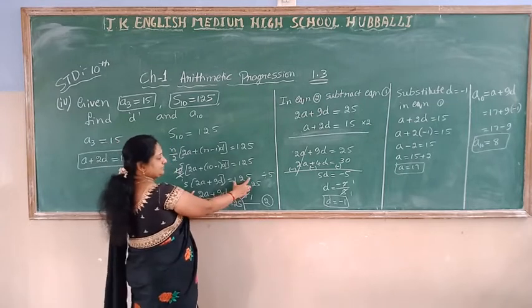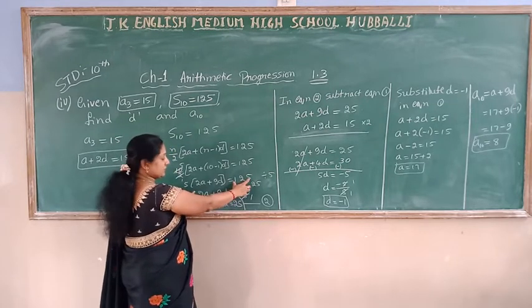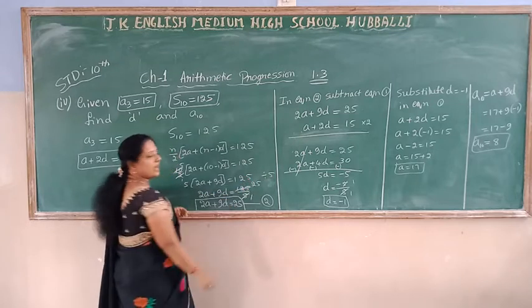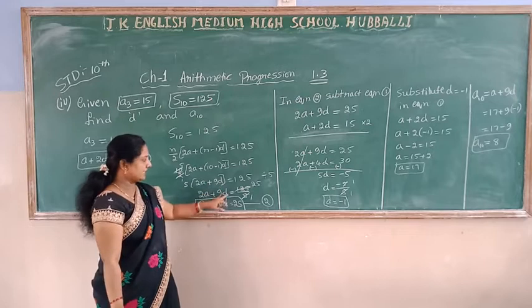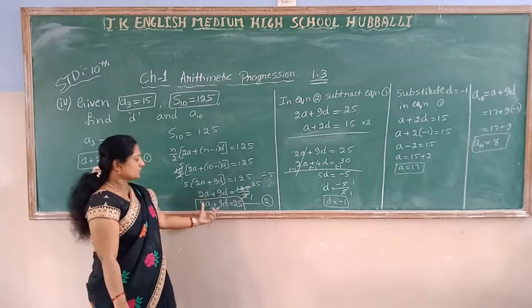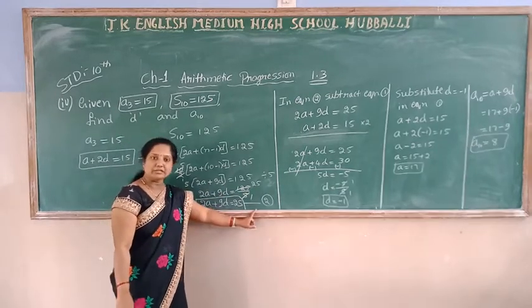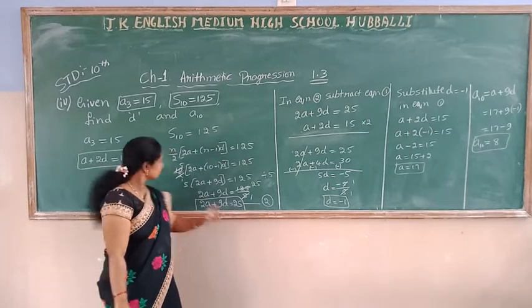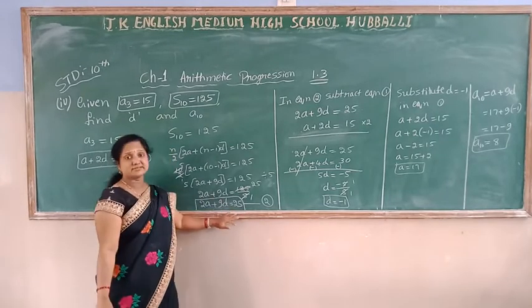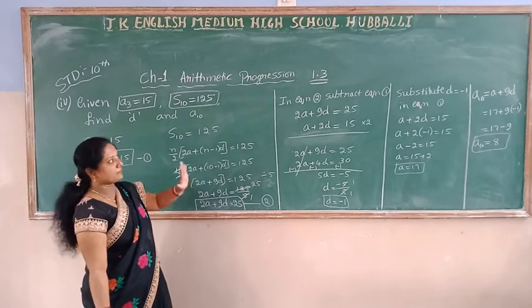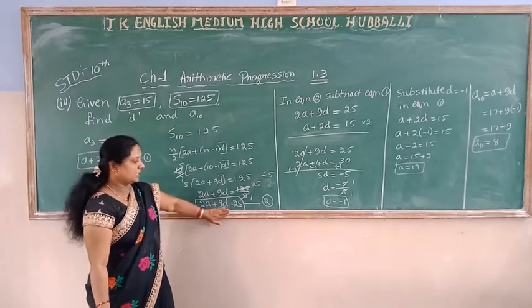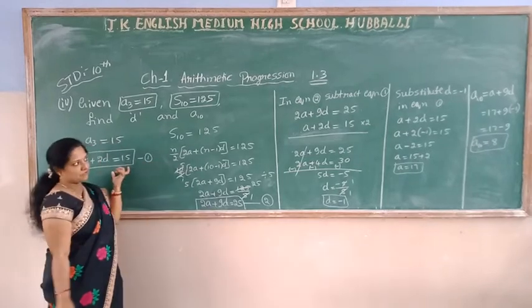Both the sides are in the 5 table, so I can divide by 5 both the sides. After dividing by 5, I get 2a plus 9d is equal to 25. You call this equation number 2. This is equation number 1 and this is equation number 2. By combining the equations, from equation 2 you subtract equation 1.